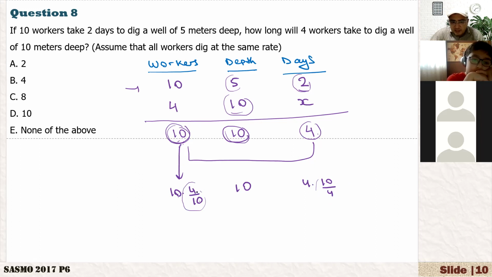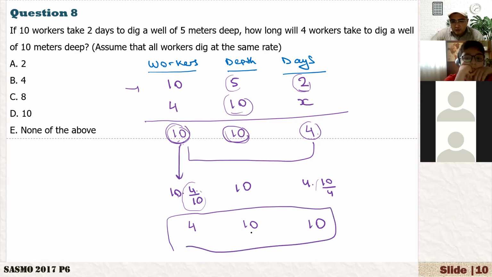Now from here, 10 times 4 over 10, that's equal to 4. 10 didn't change, and 4 will cancel each other. It is 4. So that means that if 4 workers work together, they can dig a well of 10 meters in 10 hours. So the answer is, it is 10 here.